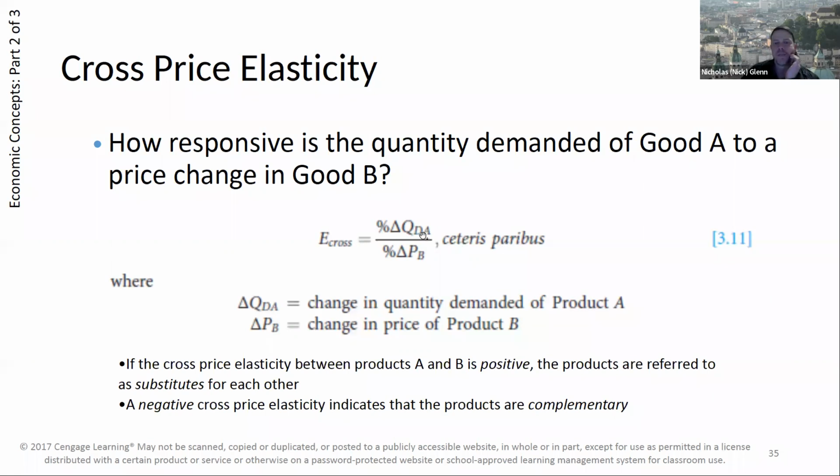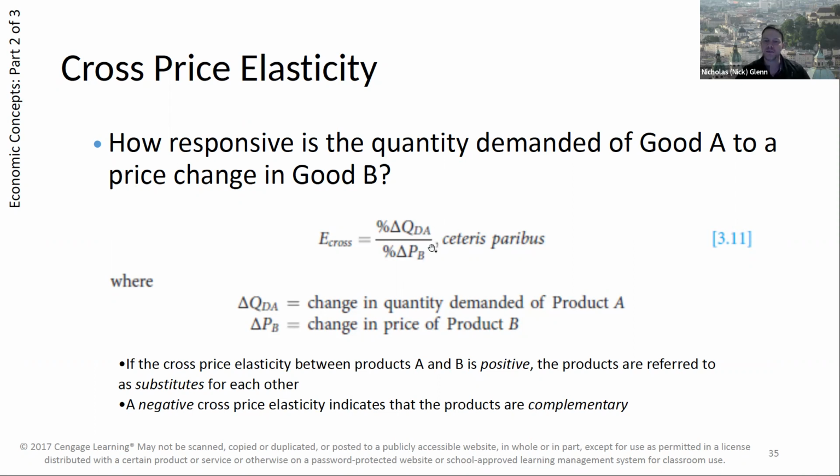So good A, this is the good we're looking at. How does its quantity demanded change based off a price change in good B? Now, whether this is positive or negative will determine whether it's what's known as a complement or a substitute. So if you see an increase in the price of good B and you see an increase in the quantity demanded of good A, well, that means they're substitutes for one another.